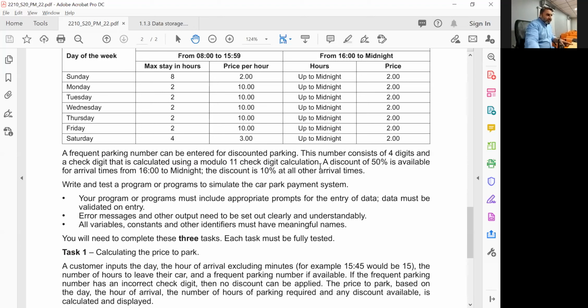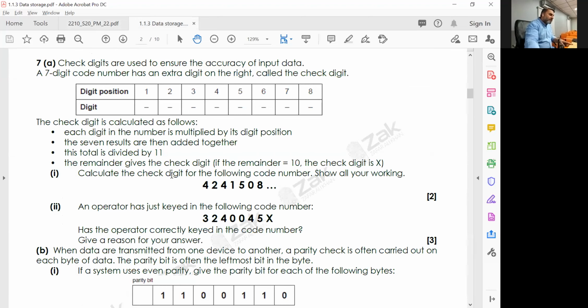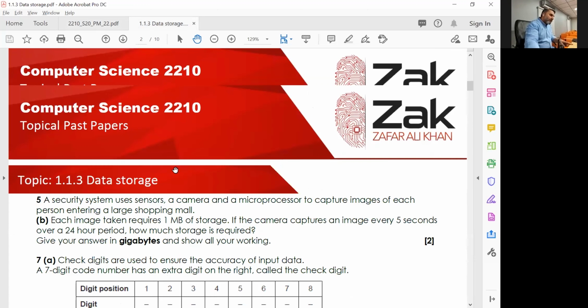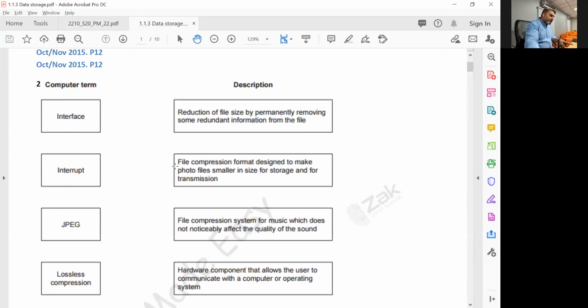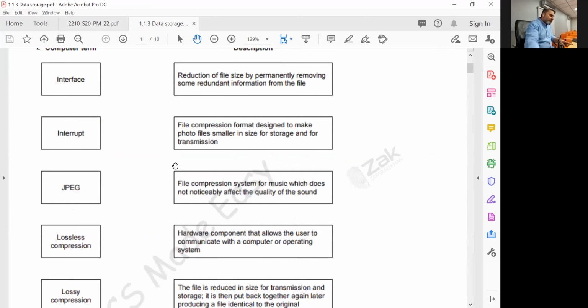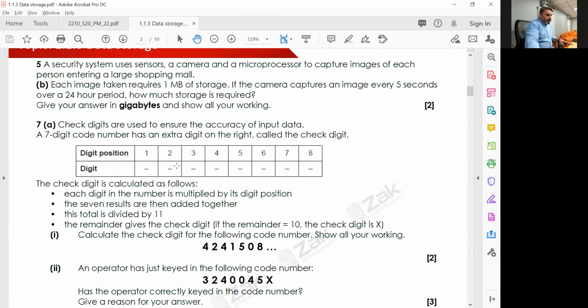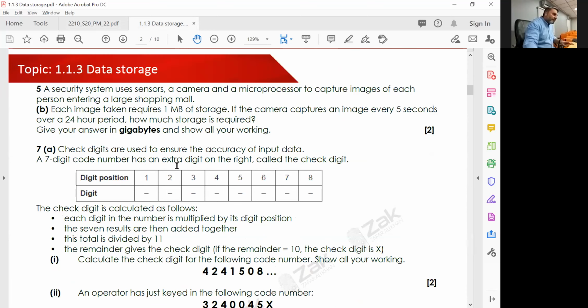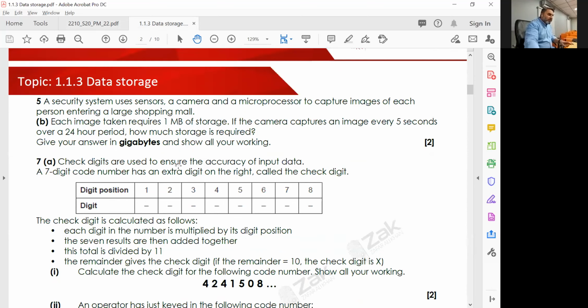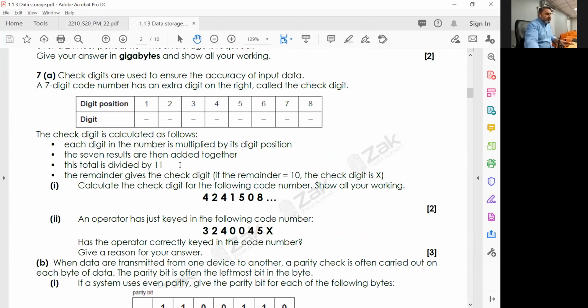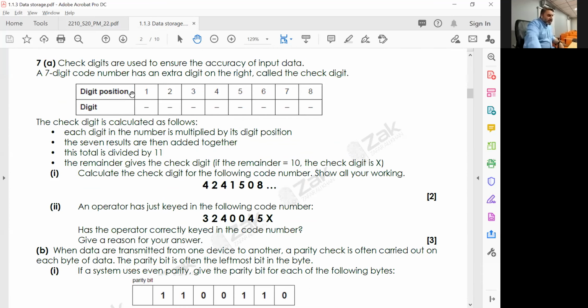So when we are here, let us discuss this question, which is question 7A, and it is from October, November 2015, P12. They have explained here how this check digit thing works. So they said that every single digit will be positioned from left to right.